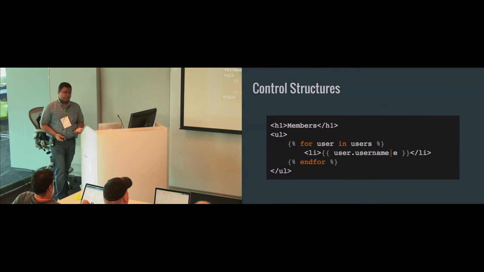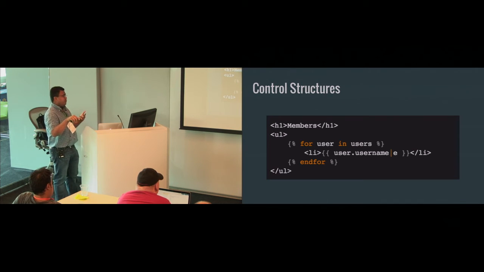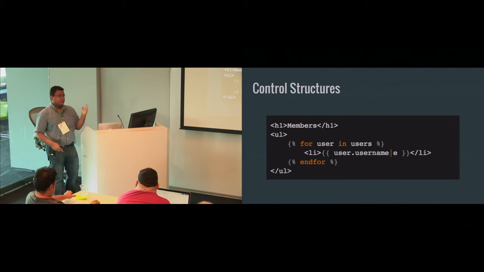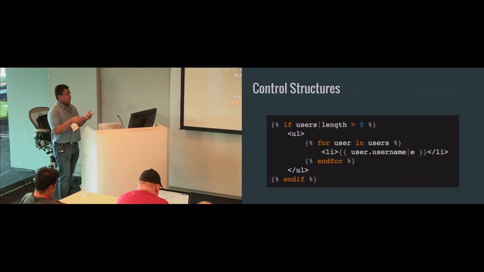We also have control structures. Two of them are the for and the if. So for user in users, this is an array. And for each element in the array, it will be assigned to a user variable, and inside here I can have, like, this is an object, user.username, and I'm using the escape filter, which is used to escape the markup. We also have the if, so this is like a test. If the user length, imagine that this is an array, if the number of elements within that array is greater than 0, then do something else.